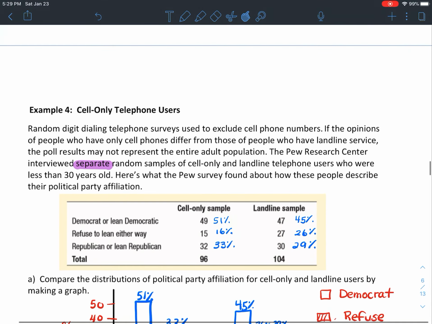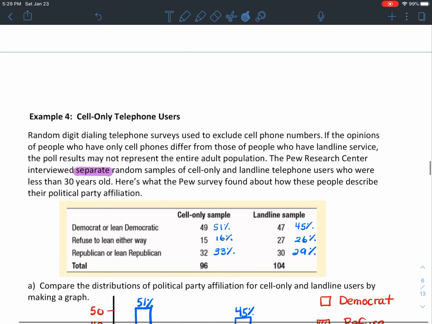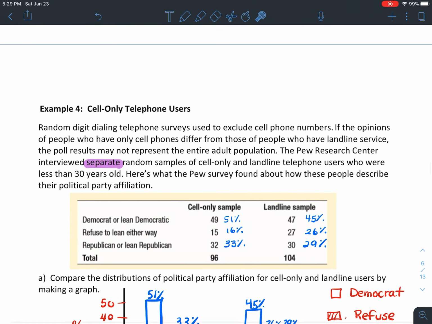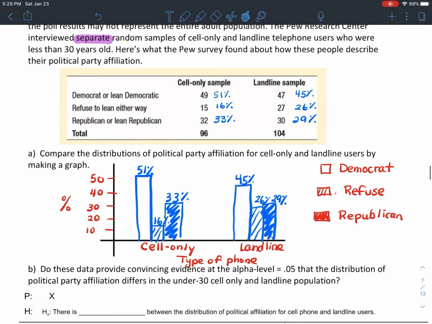Okay, the reason I wanted those percentages is in part A, it's asking us, and this is what we would have been asked to do all the way back in chapter 1, to compare the distributions of the political party affiliation for cell phone users versus landline users by making a graph. You can do a segmented bar chart. I tend to gravitate towards these side-by-side bar charts.